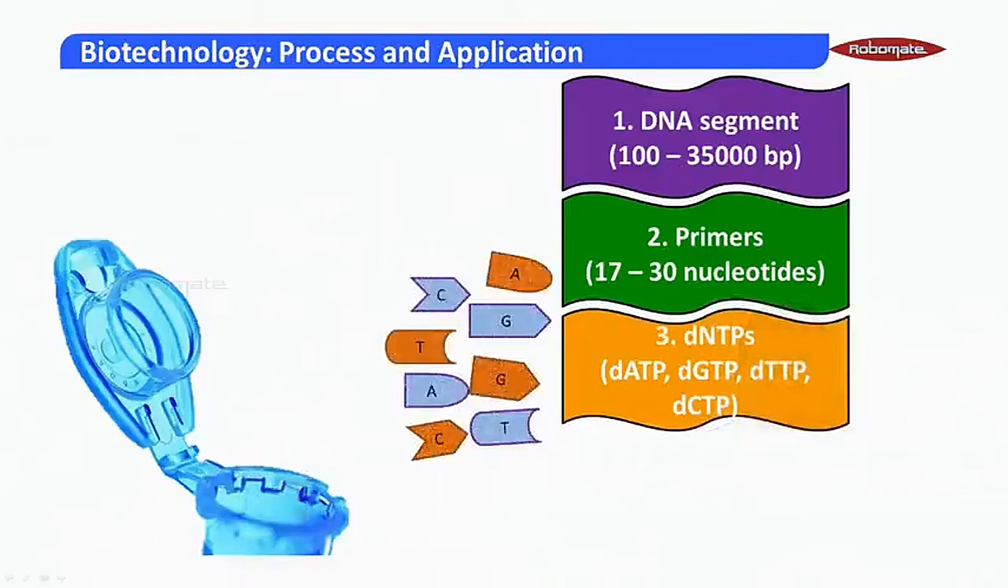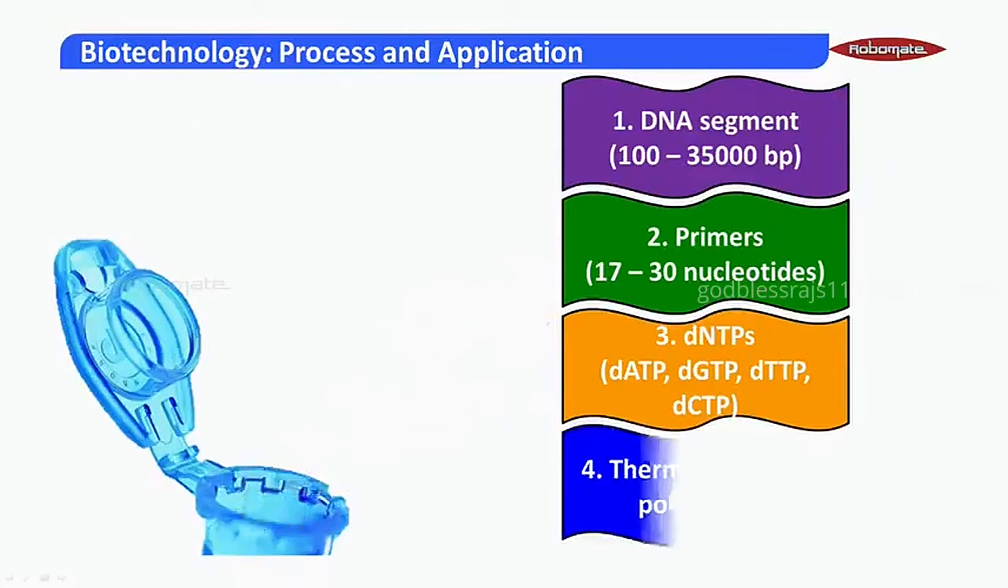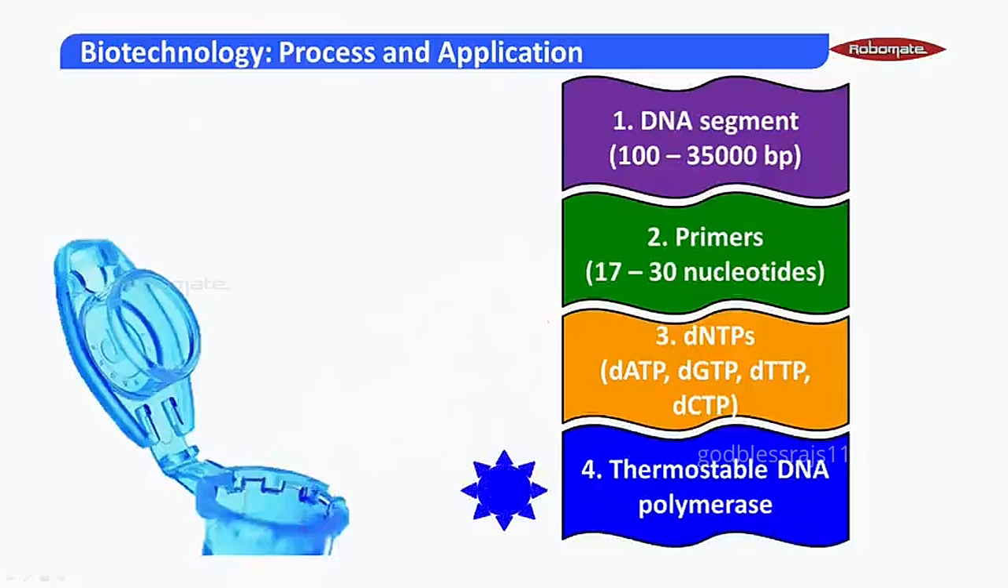Now my next requirement is dNTPs. dNTPs are deoxyribonucleotide triphosphates. So here I have dATP, dGTP, dTTP and dCTP. So these are the dNTPs that are required. The next is thermostable DNA polymerase. So this thermostable DNA polymerase will be utilized for polymerization of the DNA molecules.